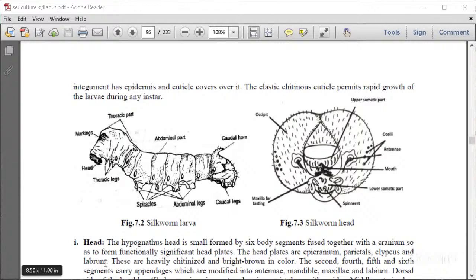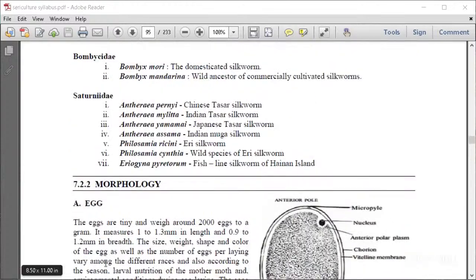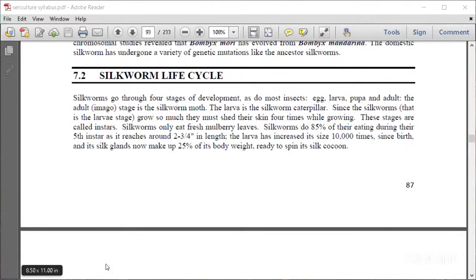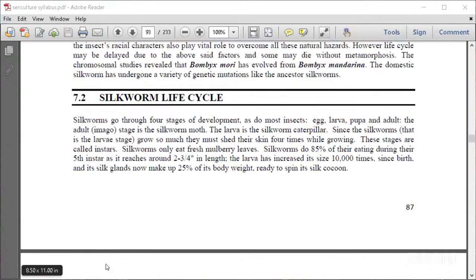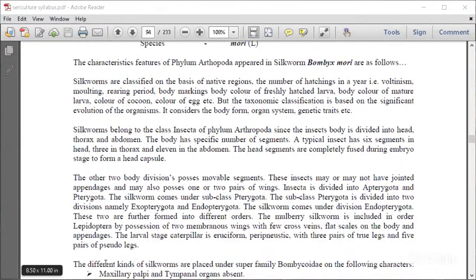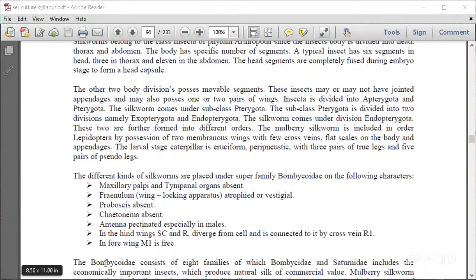How does the silkworm life cycle look? Before going to that, silkworms go through four stages of development, as do most insects: egg stage, larva stage, pupa stage, and adult stage. The adult, the imago stage, is the silkworm moth. The larva is the silkworm caterpillar stage.